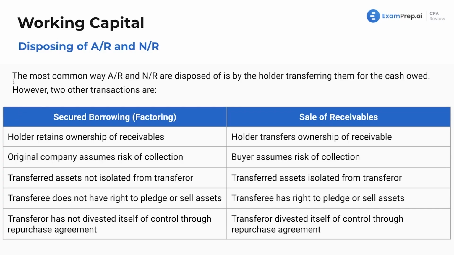All right, so other than collecting on these receivables, ideally you would like to collect on them, but let's say you don't. You can either factor through secured borrowing or sell your receivables. And this is both with third parties. Let's say this is your company, and there's a third party. This is a company that literally does this. They do this for a living. They factor receivables, and they buy receivables.